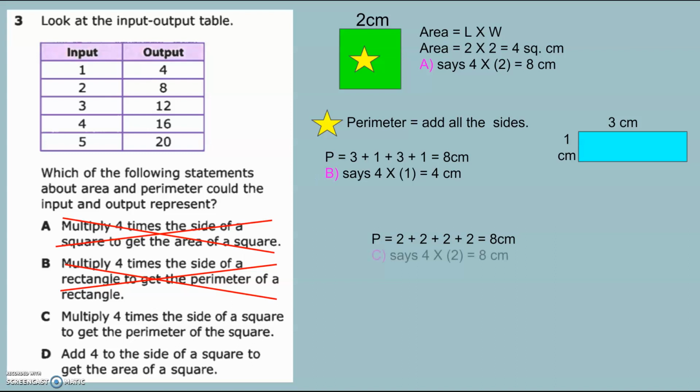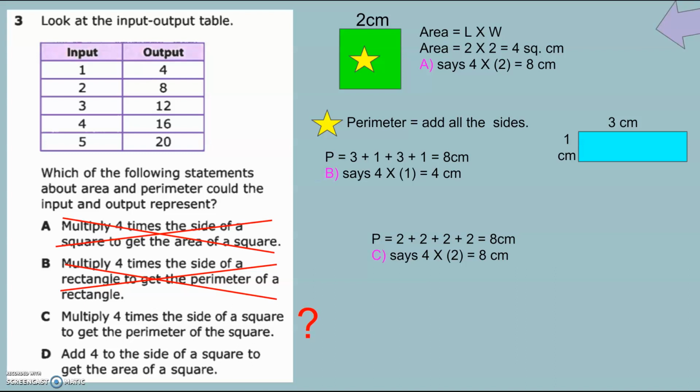C says that 4 times the side of a square, in my case would be 2, so 4 times 2 would equal the perimeter of that square. So 4 times 2 equals 8 centimeters. That looks a lot like it might be my answer. I'm going to put a question mark there.